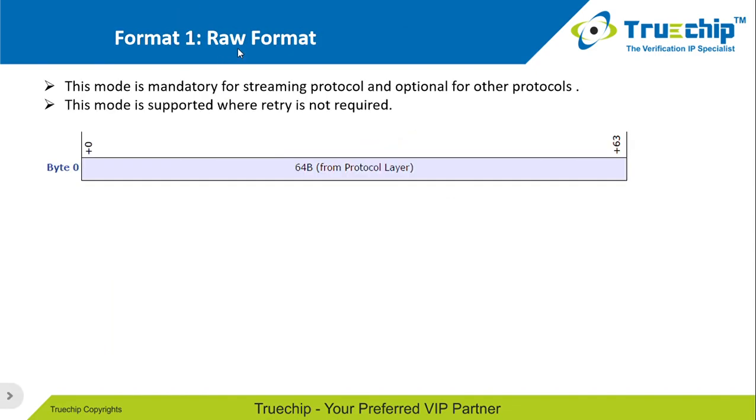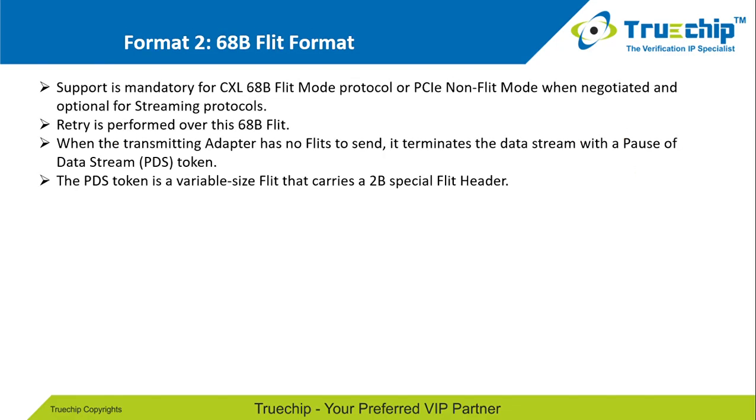So here are the format details. Our first format is the RAW format, which is mandatory for streaming protocol and optional for other protocols, as we have already seen in the protocol mapping table. This mode is supported where retry is not required, because the raw format is transmitted from layer to layer without any modification, so retry is not required.